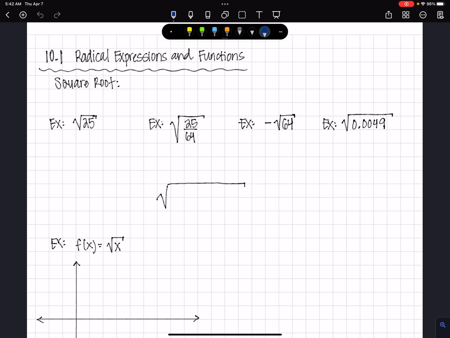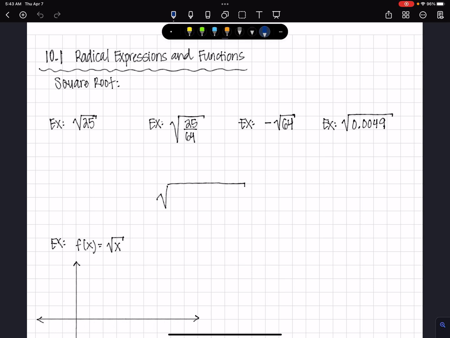In this series of videos, we are going to talk about radical expressions and functions. We'll be calculating square roots and cube roots and fourth roots and talking about the function f of x equals the square root of x. So let's start with the definition of square root.